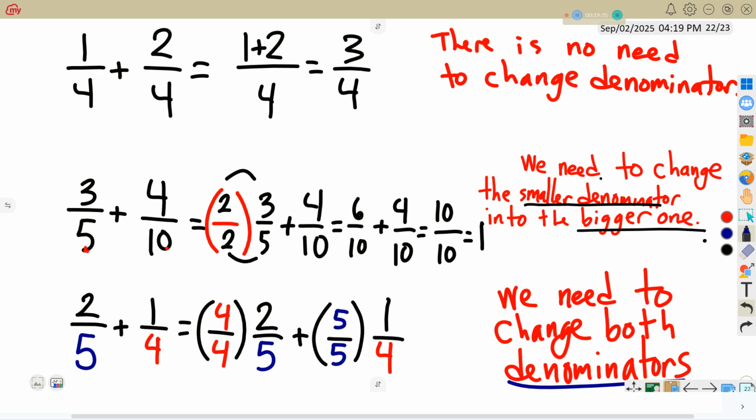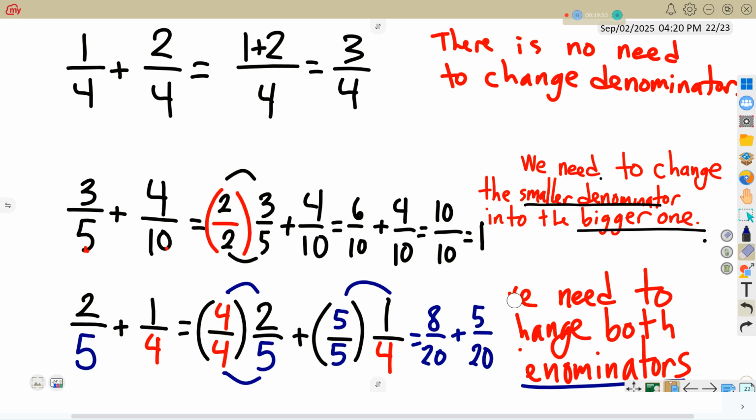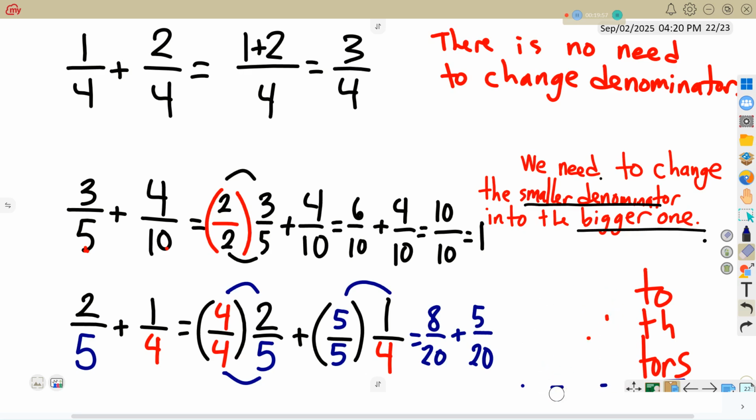Okay, and when we make this happen, we're going to get over here, 4 times 2 is 8, and then 4 times 5 is 20. So we got 8/20, and then 1 times 5 is 5, and 4 times 5 is 20. So we got 8/20 plus 5/20, and then I'll erase this little fact. I hope you guys have that written down somewhere to understand the difference between these.